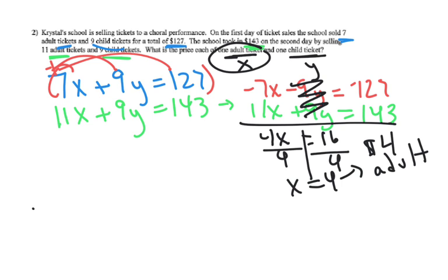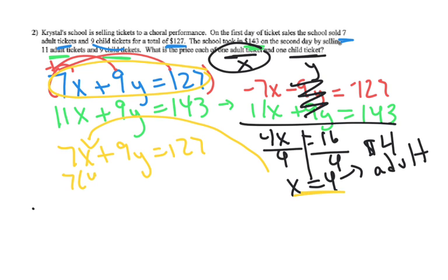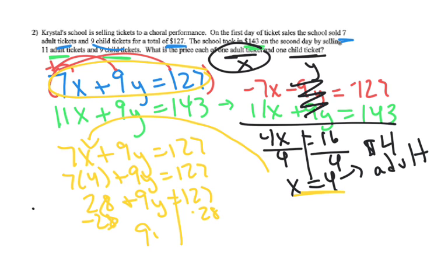Now, let's figure out our Y. So let's pick an equation. I'm just going to pick the top one here. So 7X plus 9Y equals 127. We solved for X, so that's what we'll substitute in. So 7 times 4 plus 9Y equals 127. So 7 times 4 is 28, plus 9Y equals 127. We'll subtract the 28. So 9Y equals 127 minus 28, which is 99. Divide by 9, and Y equals 11. So Y was the child ticket. So $11 for the child's ticket.